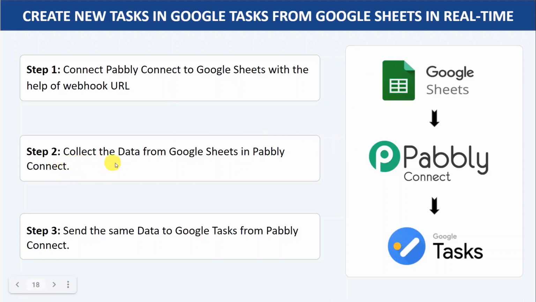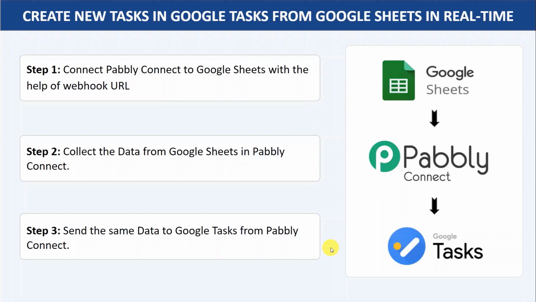In step 2, collect the data from Google Sheets in Pabbly Connect. So in step 2, Pabbly Connect is going to collect and capture all the data that is entered in our Google Sheets. In step 3, send the same data to Google Task from Pabbly Connect. So whatever data Pabbly Connect has captured from Google Sheets, the same data will be transferred to Google Task. So basically, we are integrating Google Sheets with Google Task using Pabbly Connect in these just 3 simple steps.